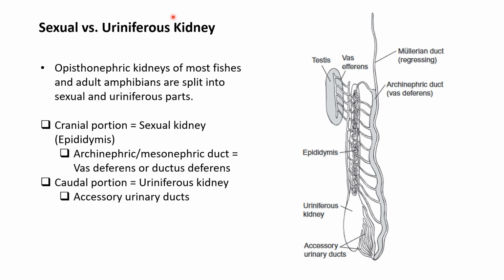In amphibians, as in many sharks and teleosts with opistonephric kidneys, the kidney is actually split into reproductive and urinary functions. The tubules of the cranial opistonephros, the anterior portion here, have been modified into the epididymis, which carries sperm to the vas deferens, while the tubules of the caudal portion still produce urine. Hence, there's a sexual kidney and there's a uriniferous kidney.